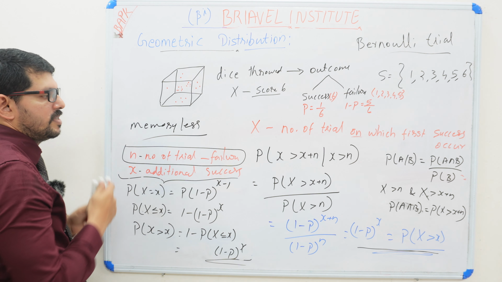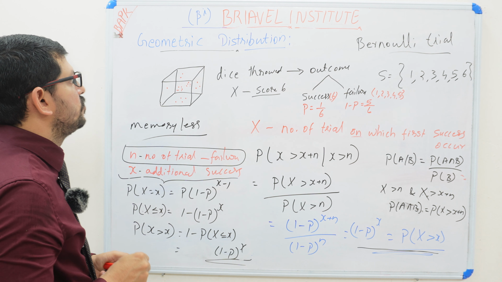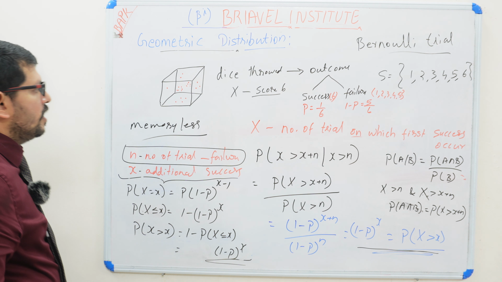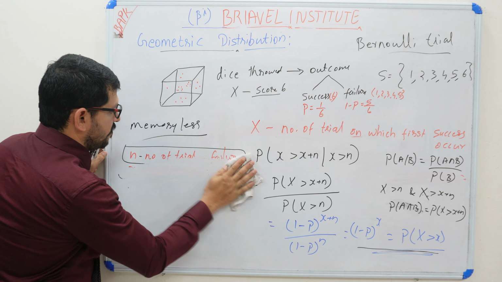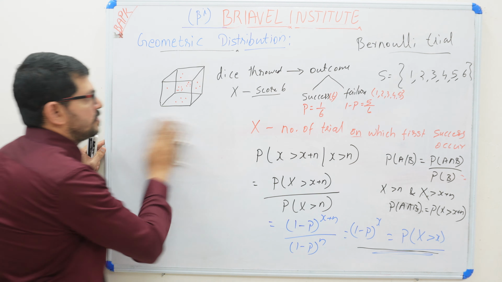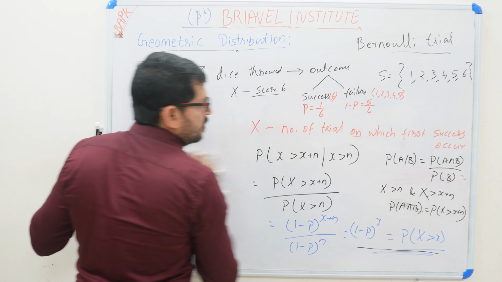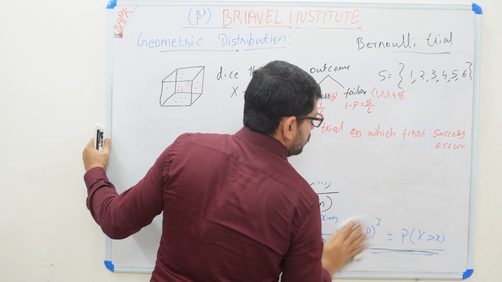What happened in the previous case? So that is the geometric distribution. We can express this geometric distribution in one more way. This is one method to express the geometric distribution. We can apply one more method to express the geometric distribution.